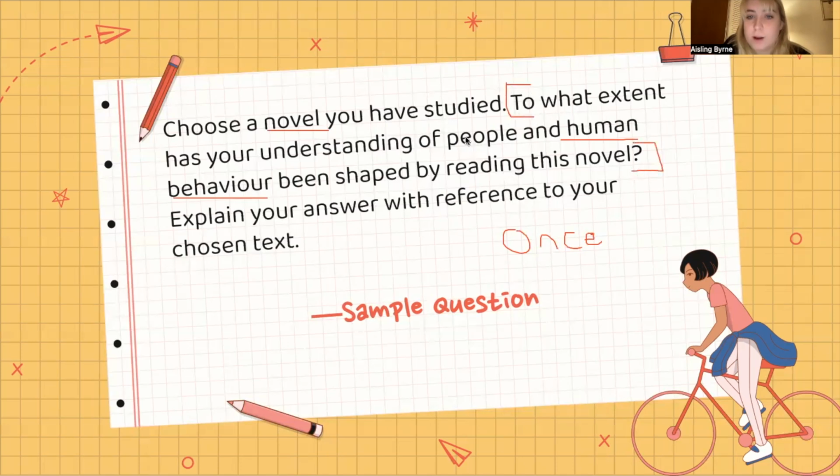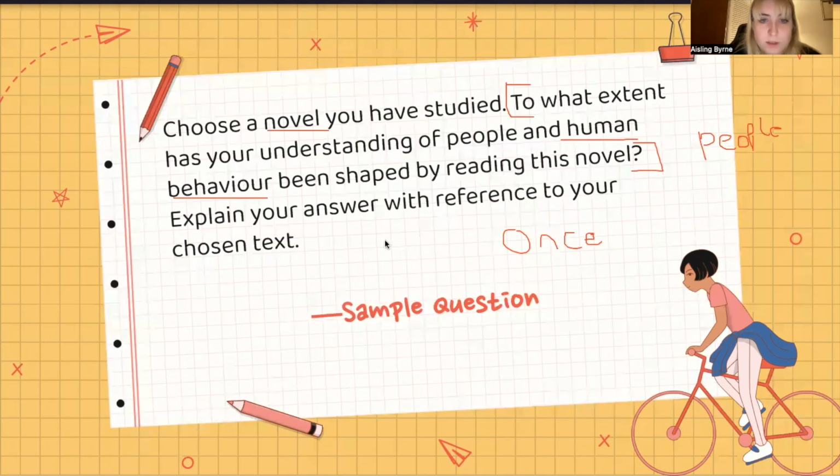Okay, and our key focus is people. So we'll be using the characters for that. So people, and then the human behavior. Human behavior. So how people and human behavior is shaped from reading. How do we understand it? How is our understanding formed? Like, how do we understand how humans deal in situations?